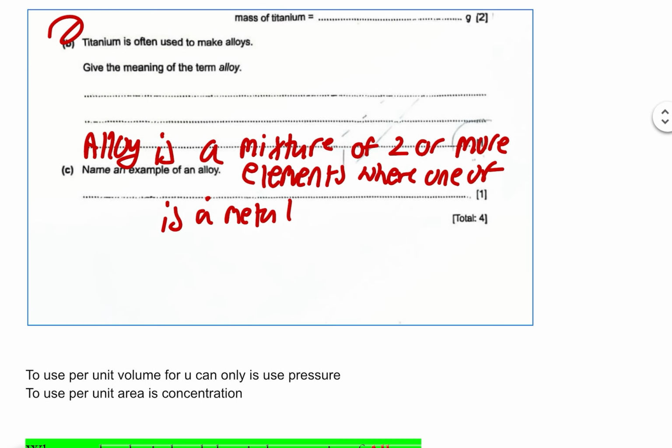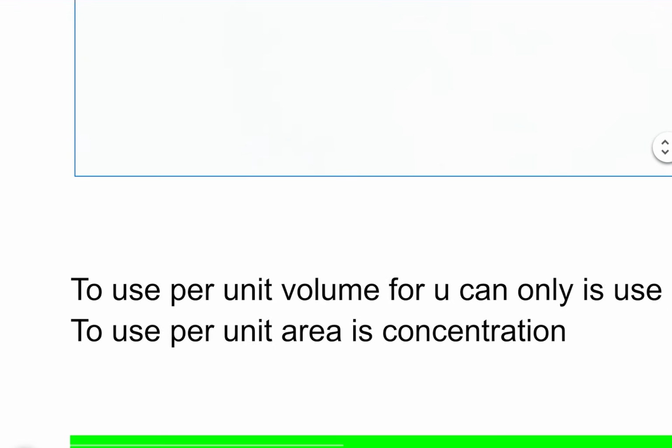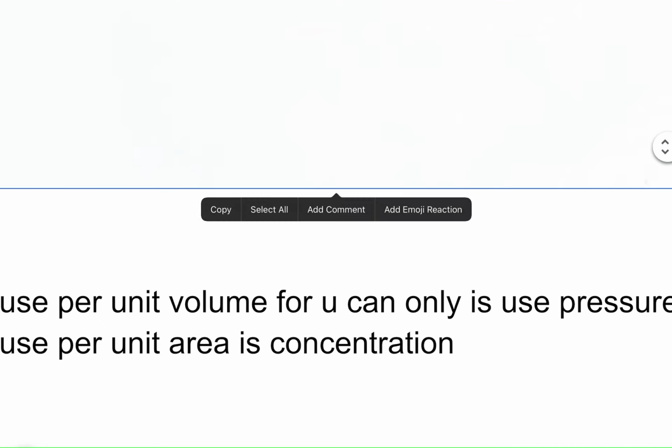Okay. If you guys can zoom into this one. So in rate of reaction, in reaction, right?